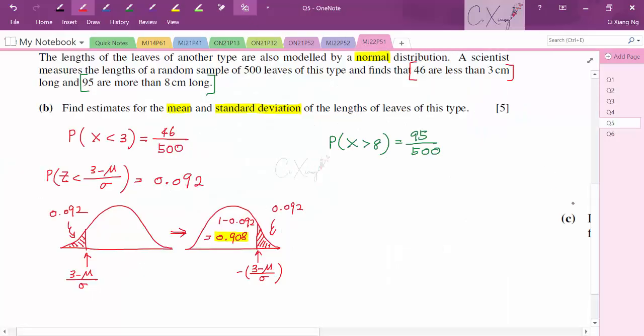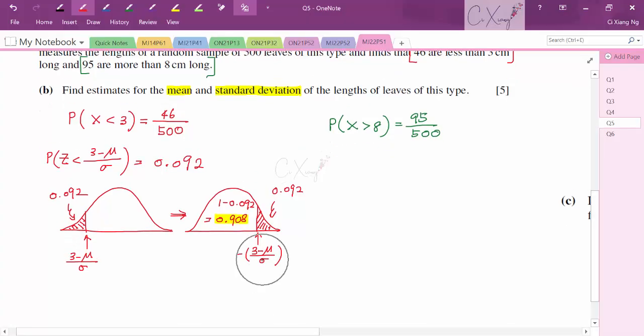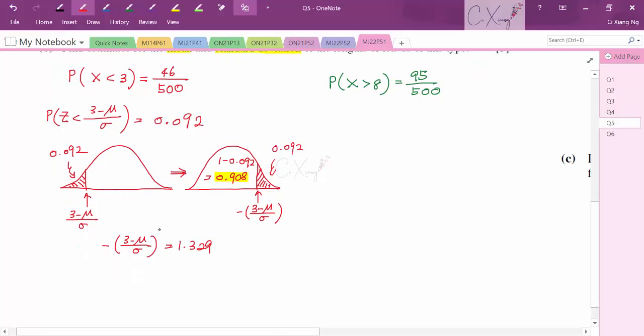So I'll put it in our solution. This value equals 1.329. And I can form the first equation from here. I'm having 3 minus mu equals negative 1.329 sigma. And I might want to make it like this, so mu equals 3 plus 1.329 sigma. And this is my first equation.